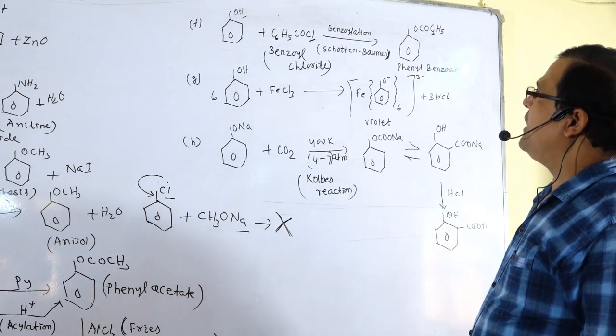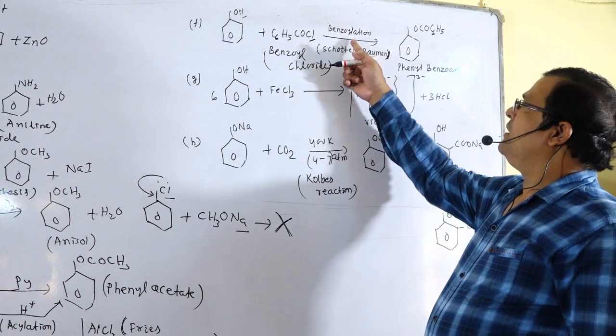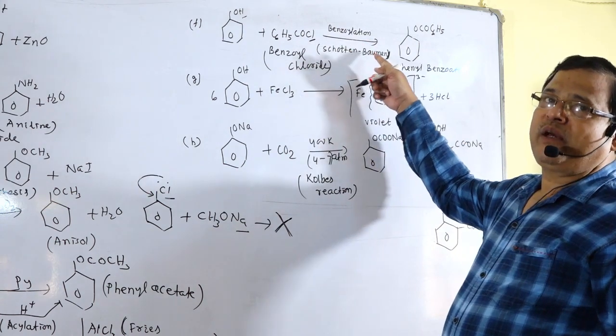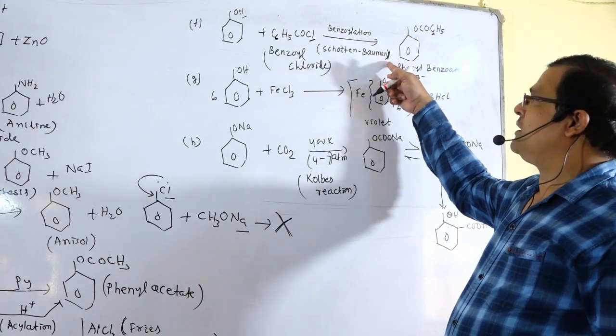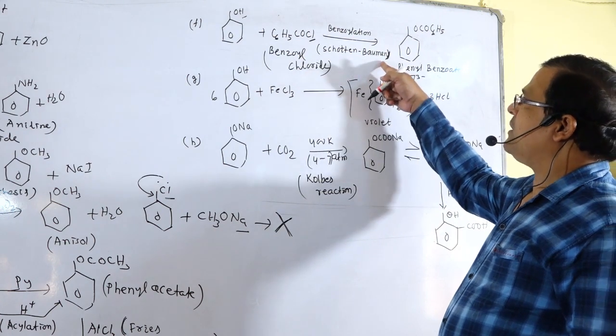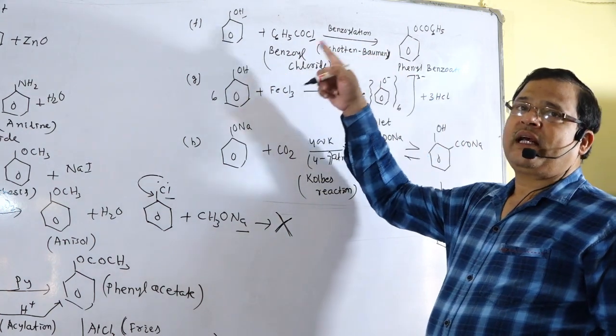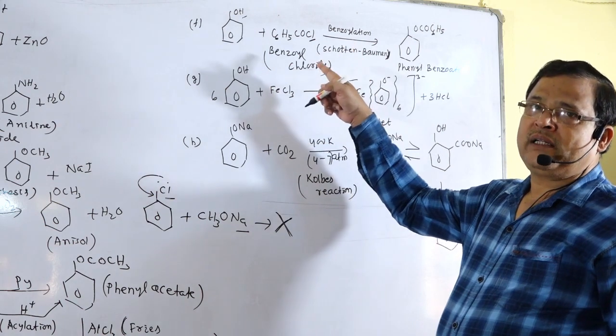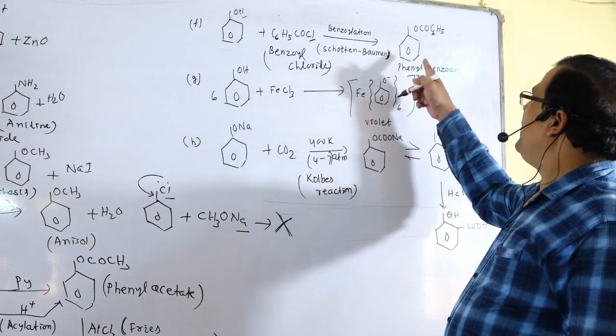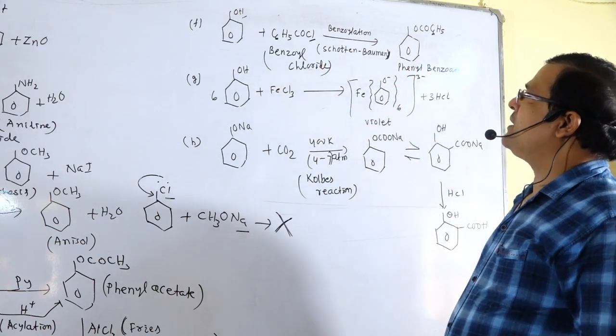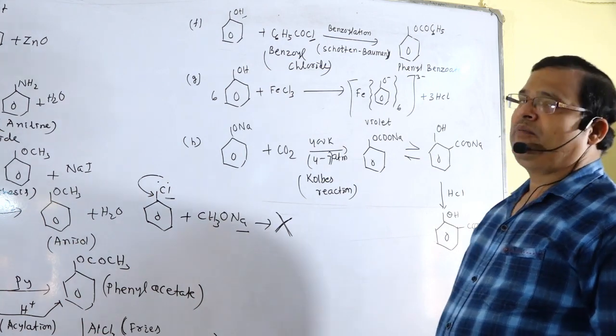So that reaction is known as the benzoylation reaction, otherwise known as the Schotten-Baumann reaction. What is the Schotten-Baumann reaction? Phenol is treated with benzoyl chloride to form phenyl benzoate. That reaction is known as the Schotten-Baumann reaction.